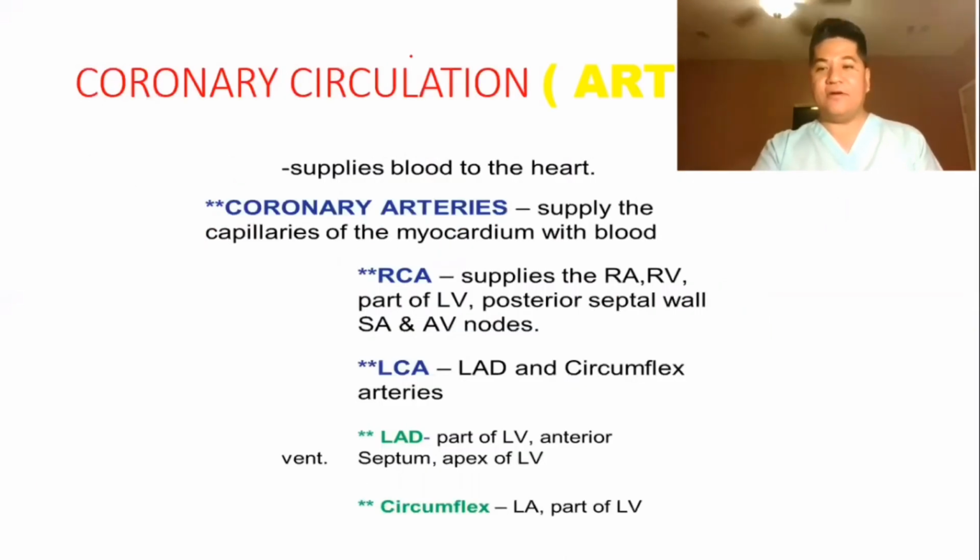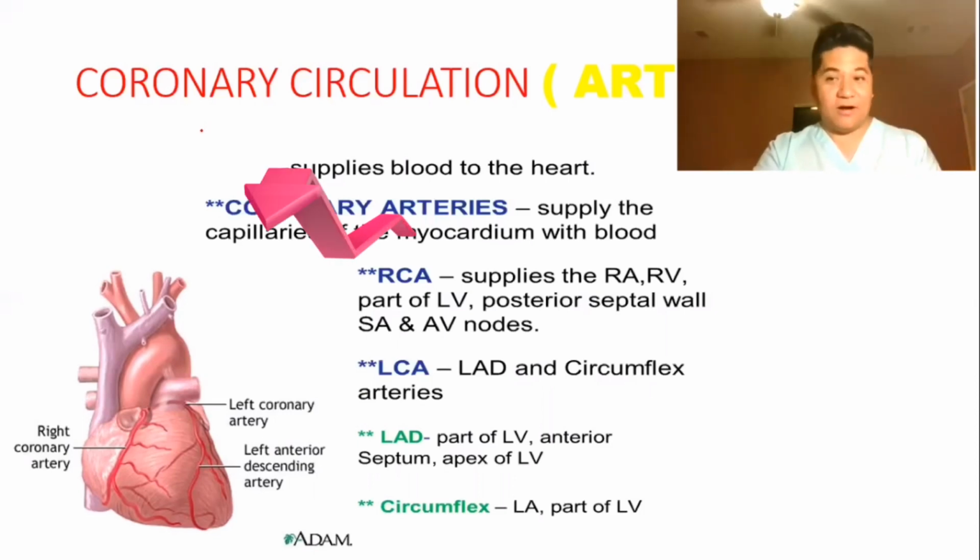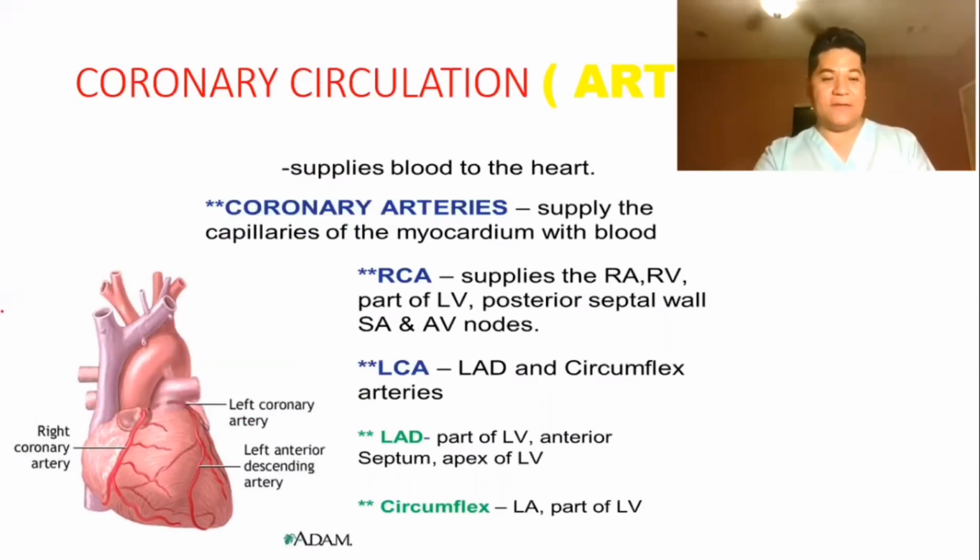Next, the major blood supply of the heart is your coronary arteries. The circulation is the main supply of blood to the heart, so the arteries. Now the coronary artery is divided into two: your right coronary artery and your left coronary artery.